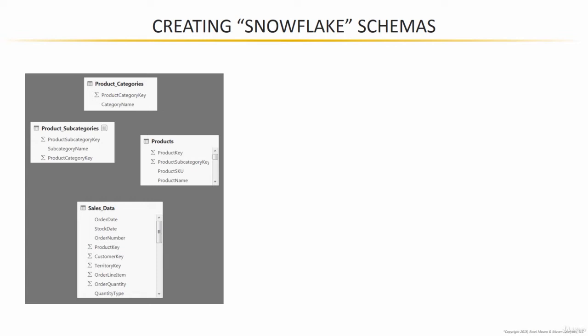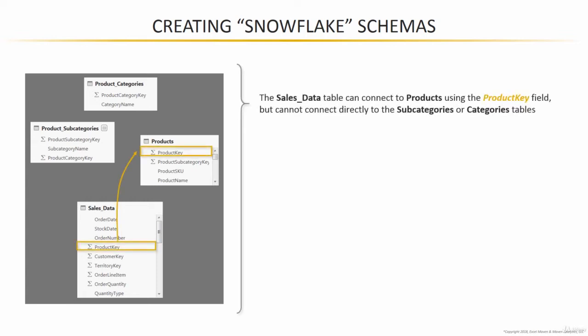We've got one data table, the sales data table at the bottom, and three product-related lookup tables: products, subcategories, and categories. Now, here's the thing. The sales data table can connect to products using that product key column, but we have no means of connecting the sales data directly to either subcategories or categories because we don't have any foreign key that can map to one of the fields in those tables.